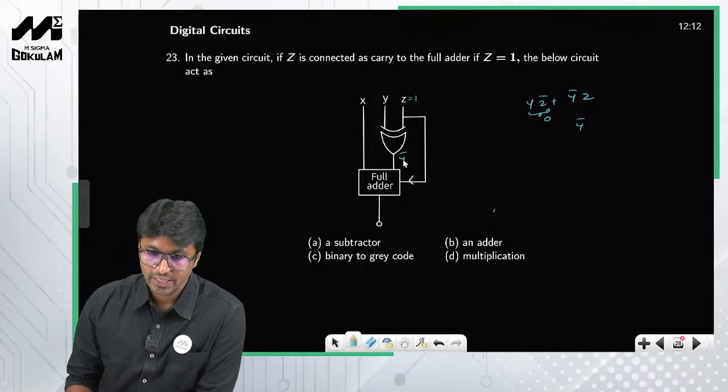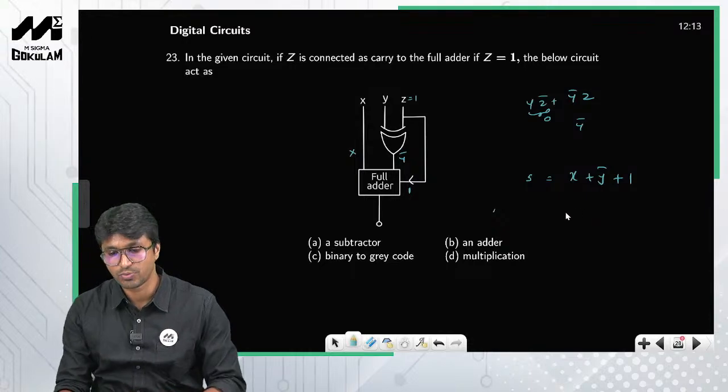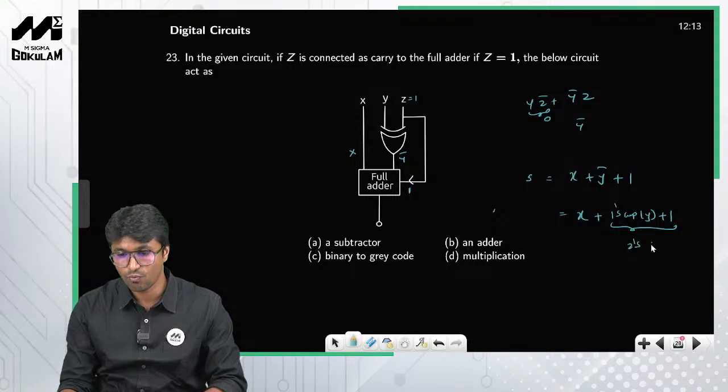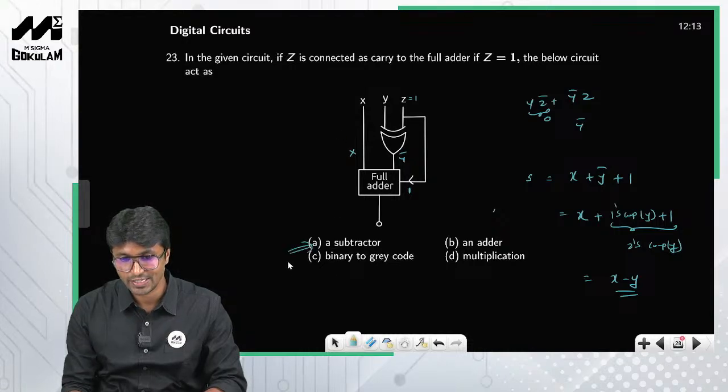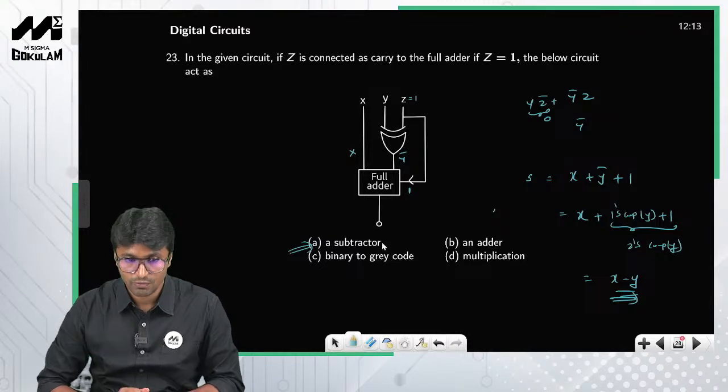So the inputs to the full adder are Y bar and X, and the carry input is 1. What will be the output of the full adder? The sum is equal to X plus Y bar plus 1. Y bar is just the 1's complement of Y, so 1's complement plus 1 is nothing but the 2's complement of Y. So this is nothing but X minus Y, so this entire circuit will behave as a subtractor. This is how you solve this particular problem.